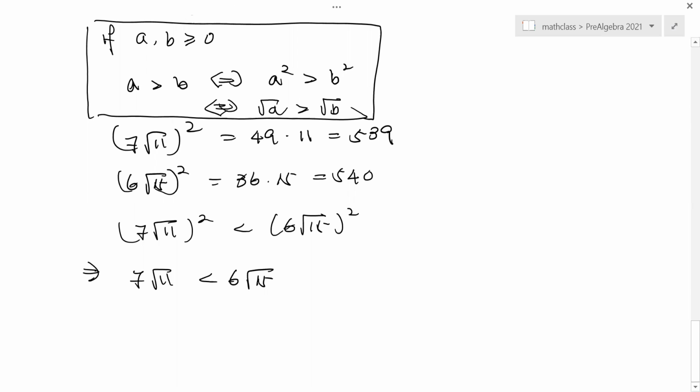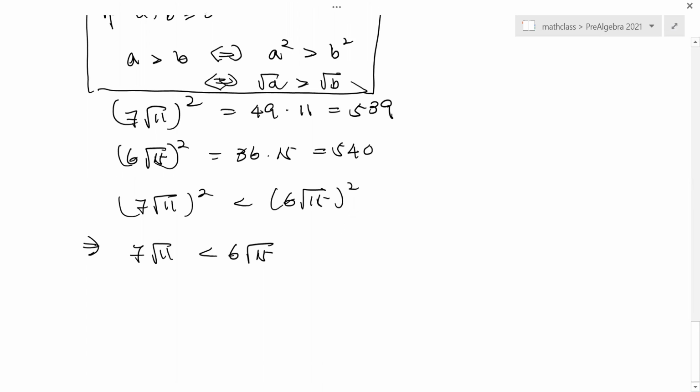They are very close. When you square, they only differ by 1, so it's not easy to see at the very beginning.